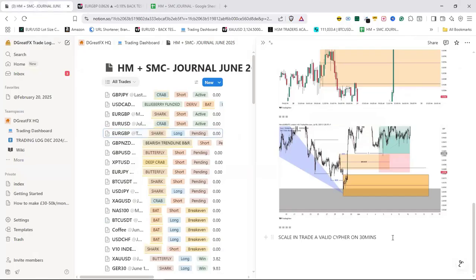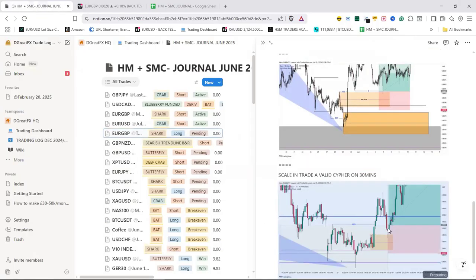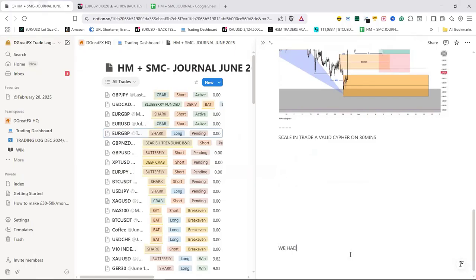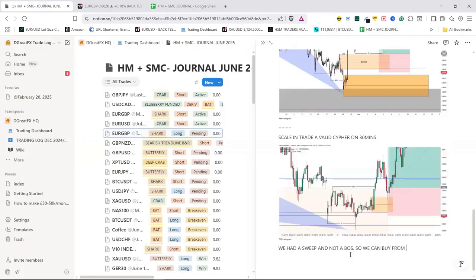So you can come here and say, we have a sweep. You can just copy this one and paste it. And then you can just say, we had a sweep and not a BOS. So we can buy from the available OB, not waiting for IDM. It's just that simple.